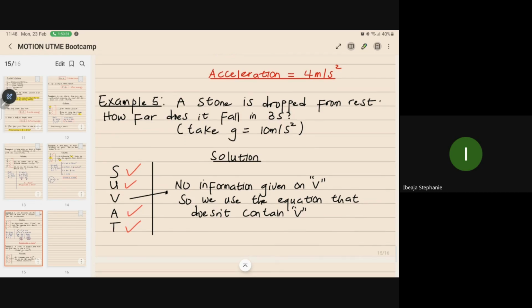So the fifth example is that a stone is dropped from rest. A stone is dropped from rest.